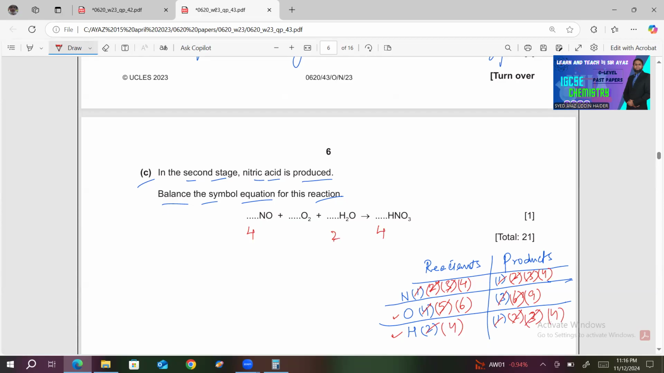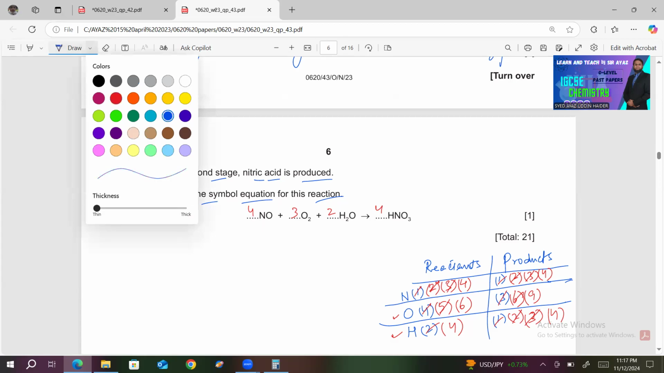This time I think we can easily balance oxygen. All the other atoms are balanced. 4 multiplied by 3 is 12, so we need to have 12 moles of oxygen on the reactant side. So 4 plus 2 is 6, and 12 minus 6 is 6. So if you place 3 before O2, this will be the final balanced equation. This is the final balanced equation. Moving to the next question.